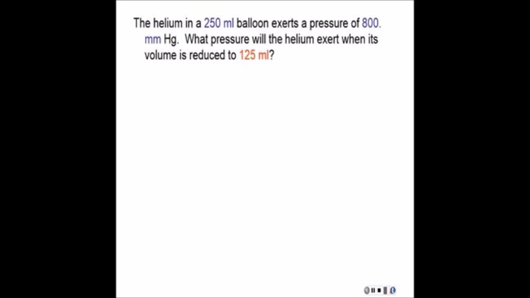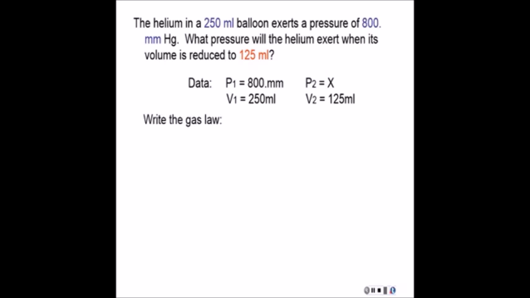So the helium in a 250 milliliter balloon exerts a pressure of 800 millimeters of mercury. What pressure will the mercury exert when its volume is reduced to 125 millimeters? So the first thing we want to do is copy out the data and label it. This is real important so you know exactly what you're doing. Now you don't have to go back up and read the problem. Next step would be to write the gas law.